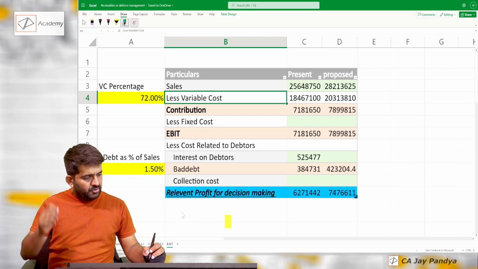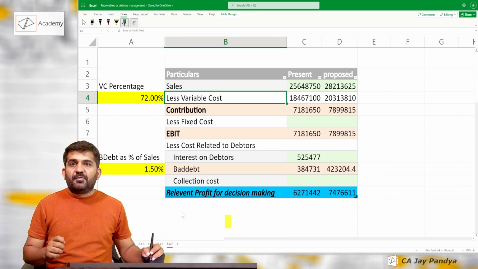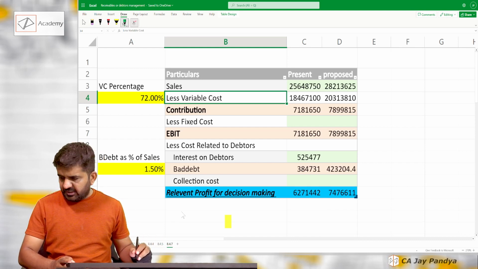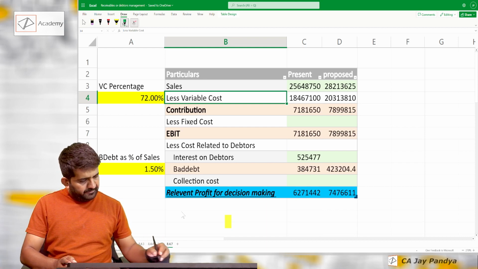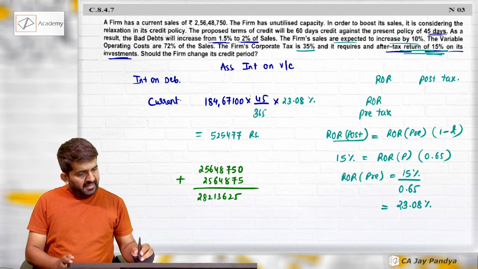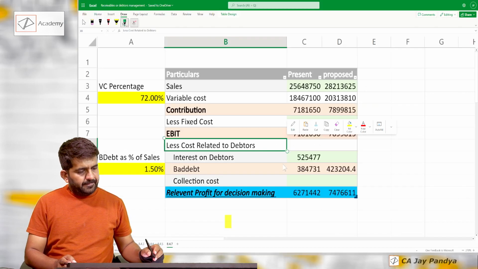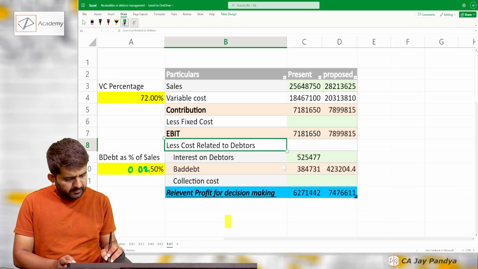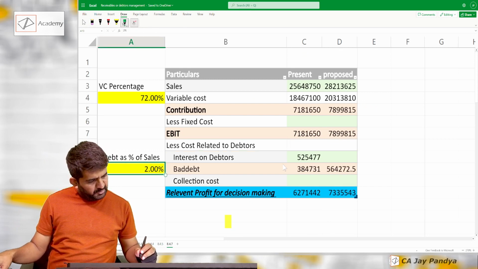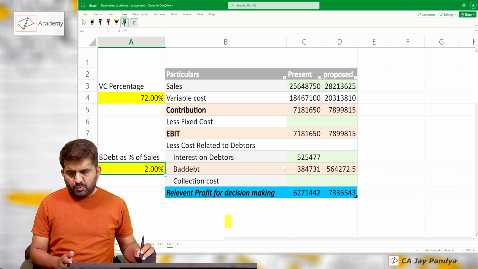Variable cost is coming, contribution I have got. I need to find out interest on debtors. Before that, let me change the figure for bad debt, because bad debt is changing. It is not 1.5%, it is something else. So bad debt will increase to 2%, right? So bad debt will be 2%, which will be 5,64,272.5.